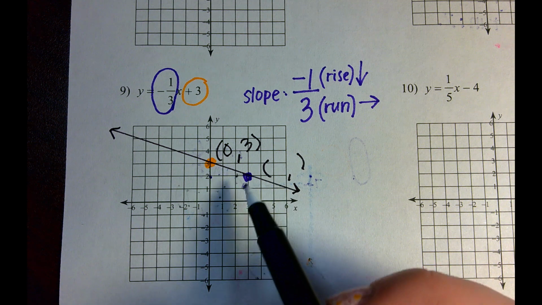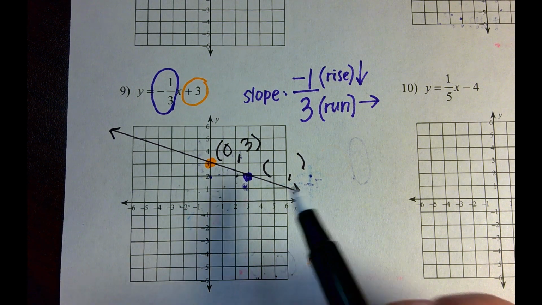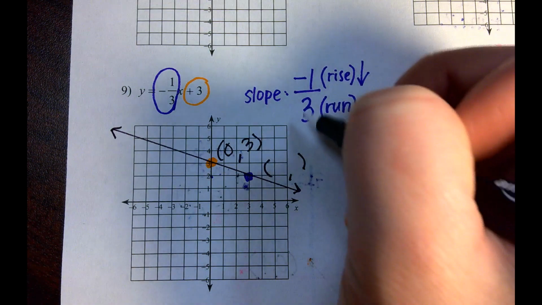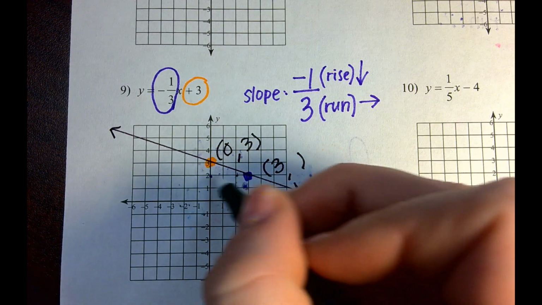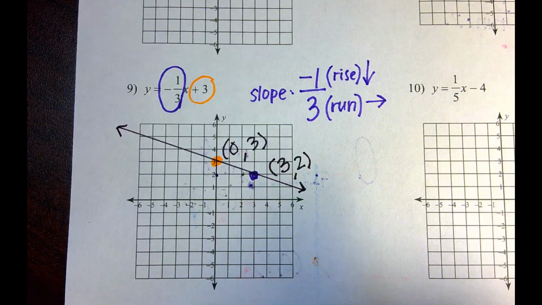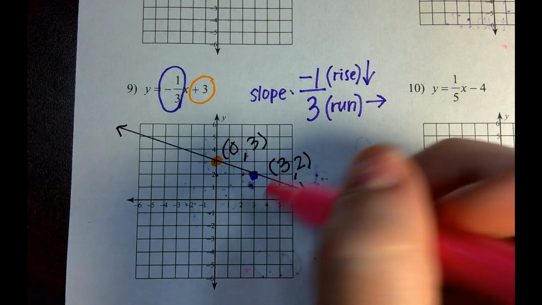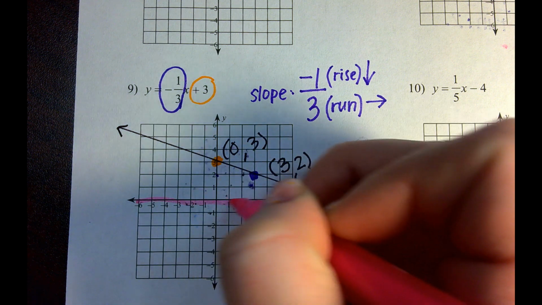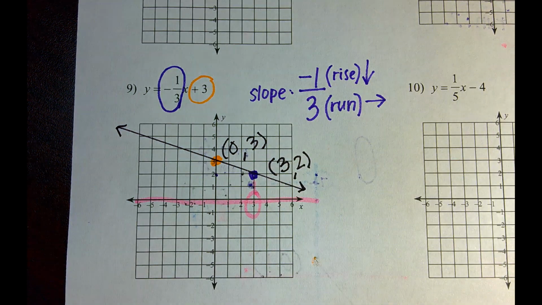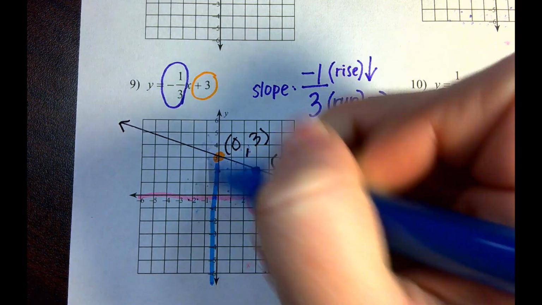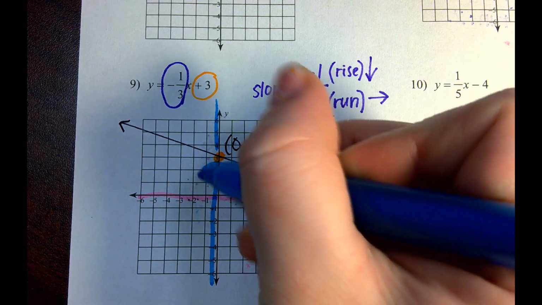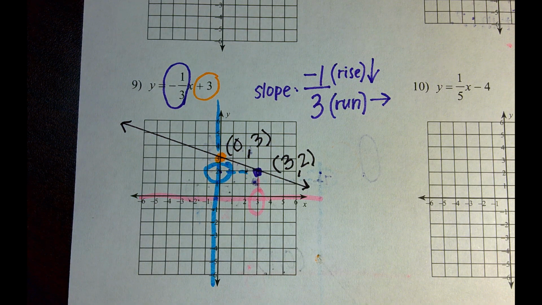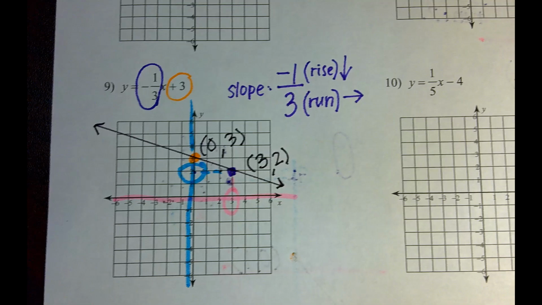Okay, so how about our second point? Yes, 3 is our x value. 2 is our y value. I see that it lines up with 3 on the x-axis and 2 on the y. And I don't expect you to circle those numbers or anything. I'm just showing for a little more clarification. Okay, any questions on number 9?